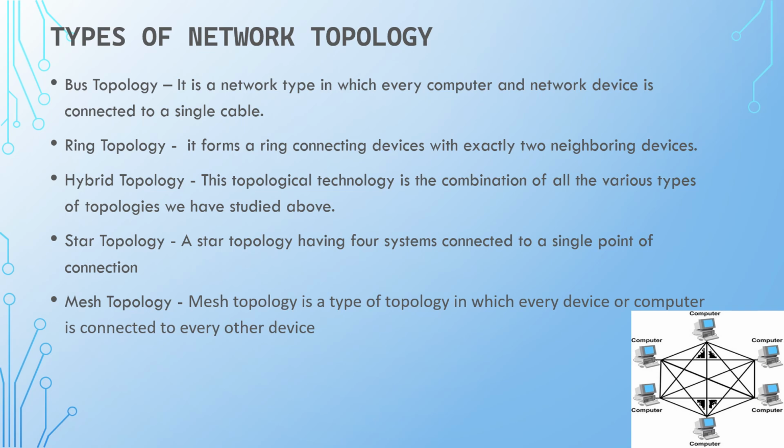Bus topology is a network type in which every computer and network device is connected to a single cable. Ring topology forms a ring connecting devices with exactly two neighboring devices. Hybrid topology is the combination of various types of topologies. The star topology has the system connected to a single point of connection. Last, mesh topology. Mesh topology is a type of topology in which every device in the computer network is connected to every other device.